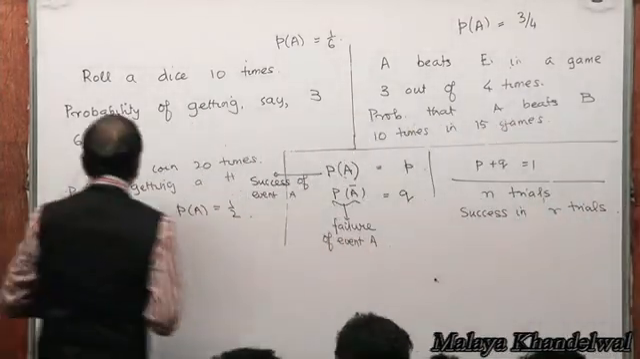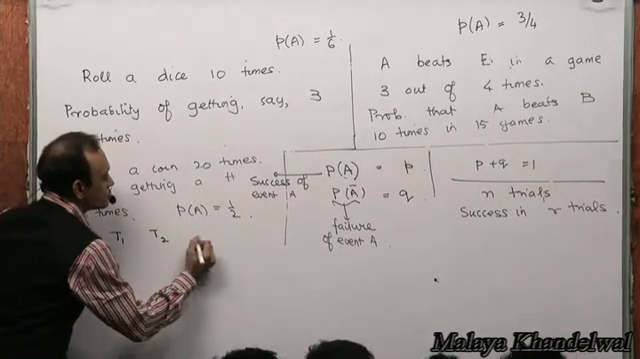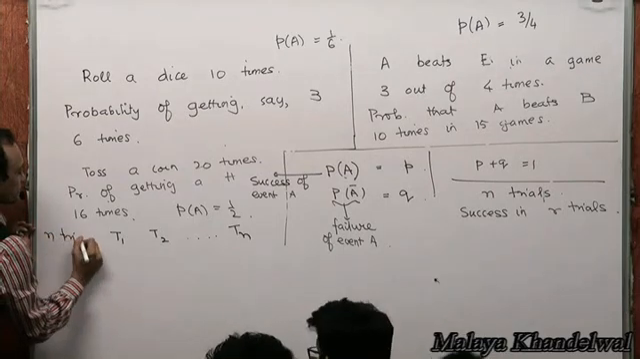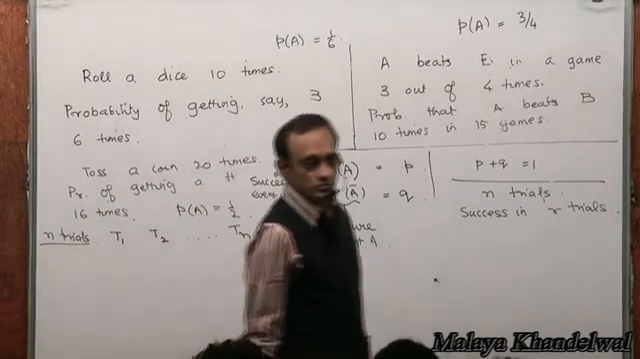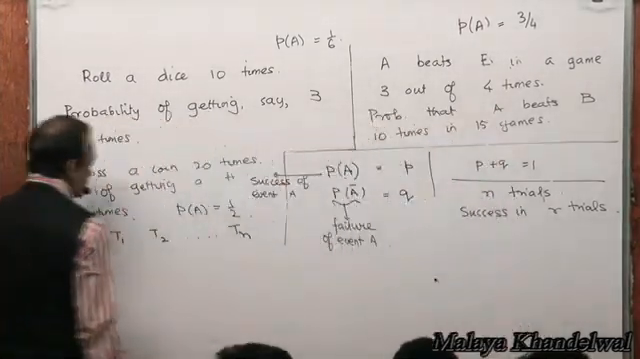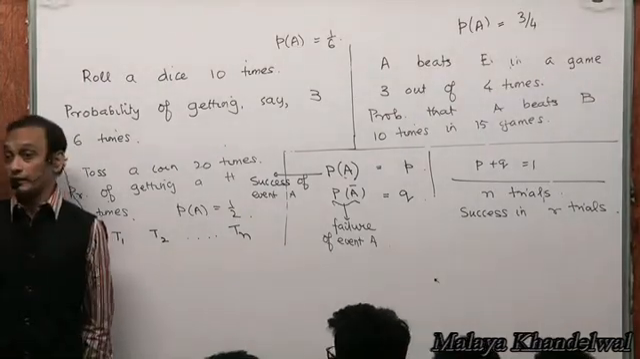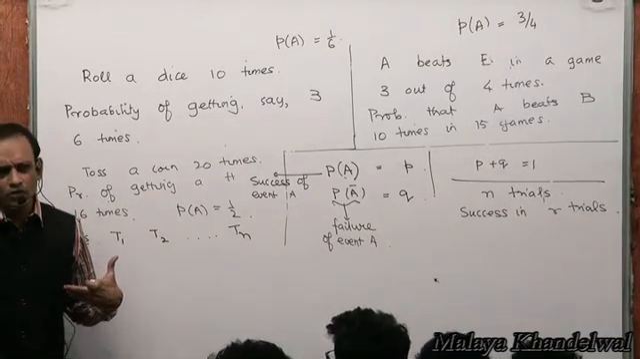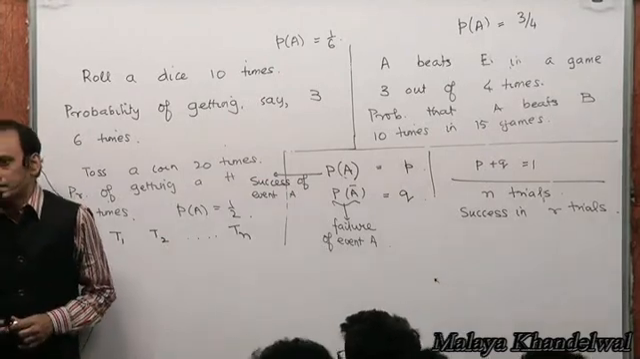So, these are my trials. T1, T2, Tn. N trials. Alright? These are the N trials. And probability of success in each trial independently is P. They are obviously independent trials. The outcome of one doesn't influence the outcome of the other one. So they are obviously independent trials, needless to say.